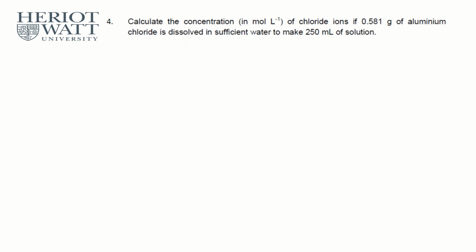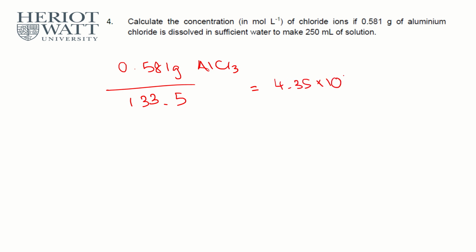Now calculate the concentration in mole per liter of chloride ions if this mass of aluminum chloride is dissolved in sufficient water to make 250 ml. First of all, we have the mass. Again, we convert that into mole. So first we have 0.581 grams of aluminum chloride, AlCl3. I'm going to use this mass divided by the molar mass of AlCl3, which is 133.5. You will get the mole of aluminum chloride, which is 4.35 times 10 to the power of -3.